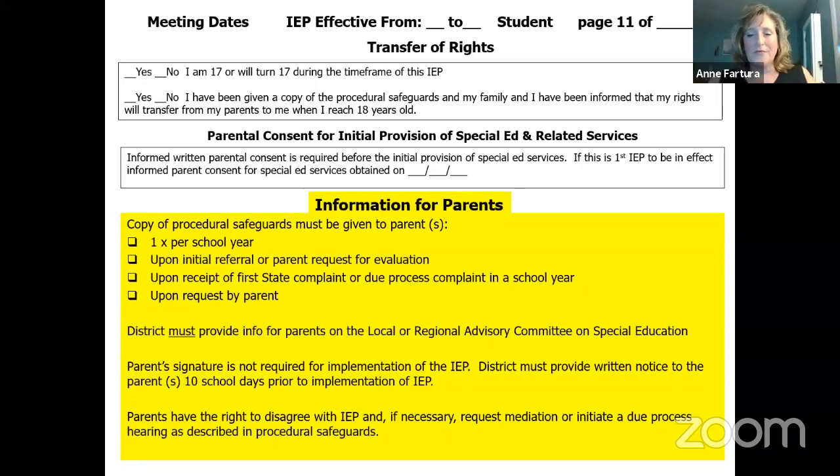When we talk about prior written notice, a lot of times we have parents who confuse that with a meeting notice. A meeting notice is something that you get once you've decided on the date and the time for your meetings, and you should be receiving a notice that tells you what that time and date is and who is expected to be at the meeting. That's a little bit different. That is called an IEP meeting notice versus a prior written notice.